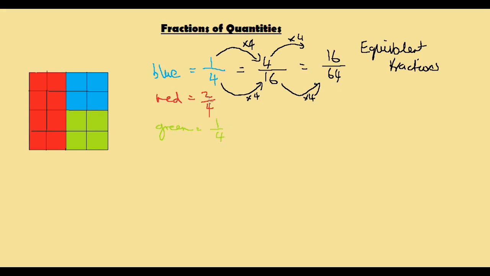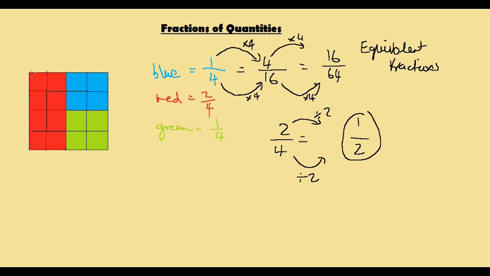So let's say I wanted to say 2 over 4, which was the fraction of the red part. I'm going to take this 2 over 4 and I'm going to divide this by 2, and I'm going to divide this by 2. And what happens here is 2 divided by 2 makes 1, and 4 divided by 2 makes 2. So that makes an equivalent fraction of half, or 1 over 2.